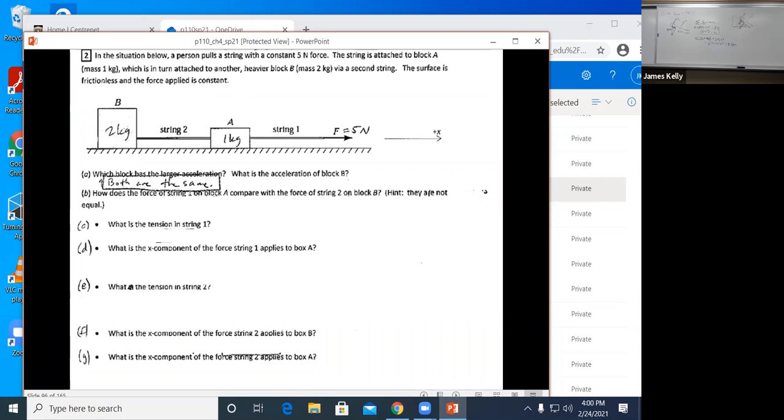I think we better stop here. It's 4 p.m. And we'll continue with this on Friday. Then we'll talk about pulleys, then we'll talk about friction, and then we'll be done with chapter 4. We'll see if we can do that on Friday.